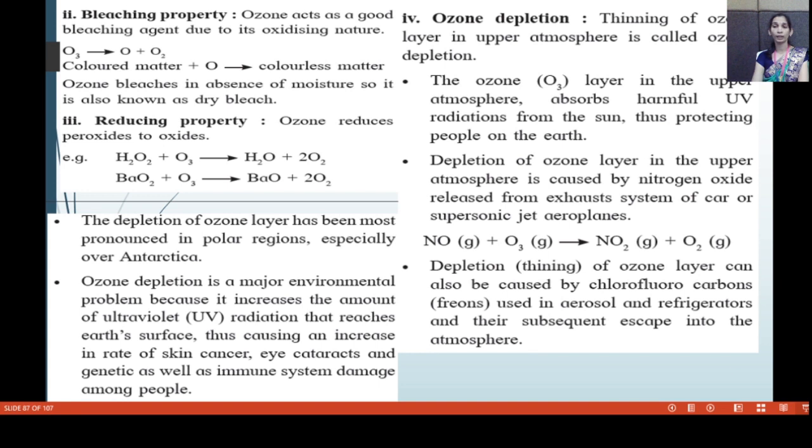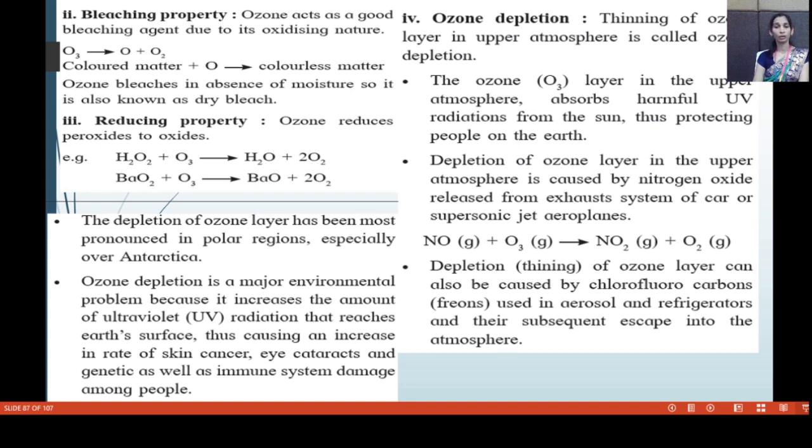Depletion of the ozone layer in the upper atmosphere is caused by nitrogen oxide released from the exhaust system of a car or supersonic jet aeroplanes. When that NO reacts with O3, that means ozone, then nitrogen dioxide gas will be formed.